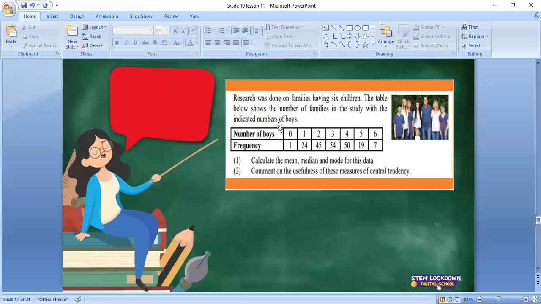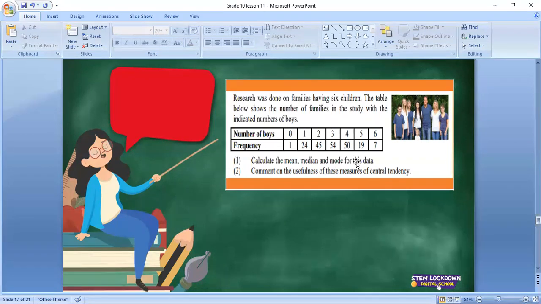Now those who have 0 boys, they are 1. Those who have 1 boy, they are 24. Those who have 2 boys, they are 45. Those who have 3 boys, they are 54. Those who have 4 boys, they are 50. Those who have 5 boys are 19. Those who have 6 boys are 7. Now calculate the mean, median, and mode for this data.